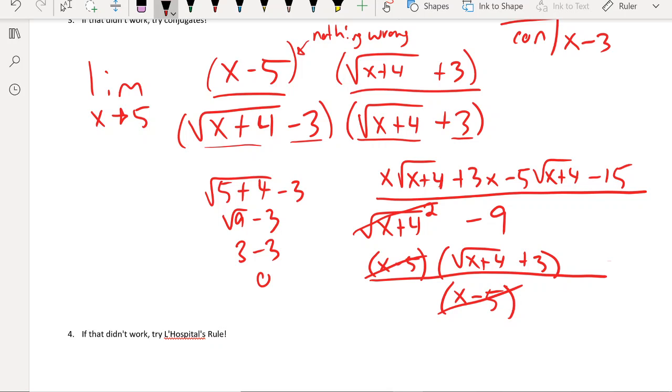Now I can plug in 5. So I plug in 5. I get 5, and I'm going to write this over here: the square root of 5 plus 4, plus 3. 5 plus 4 is 9. Square root of 9 is 3. 3 plus 3 is 6. The answer is 6. Whew.